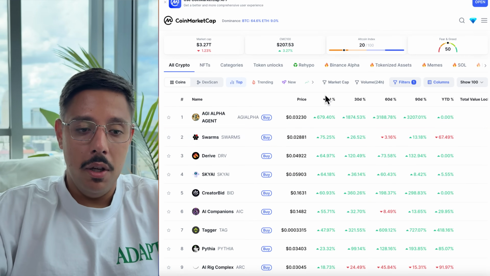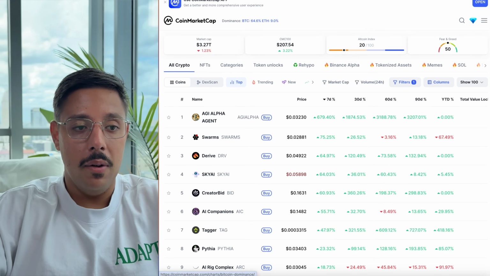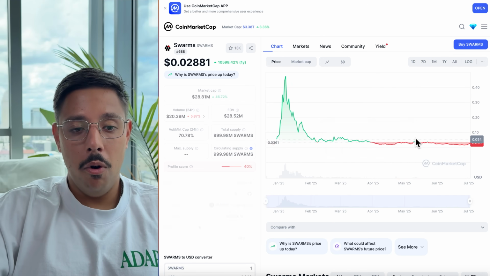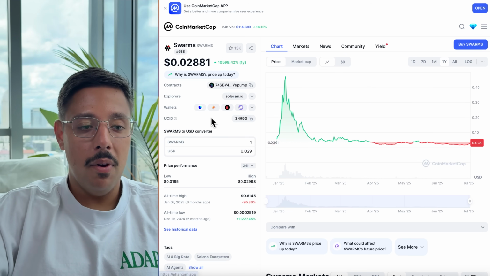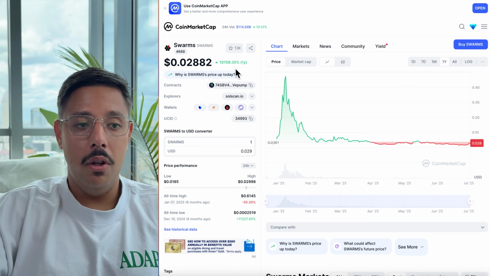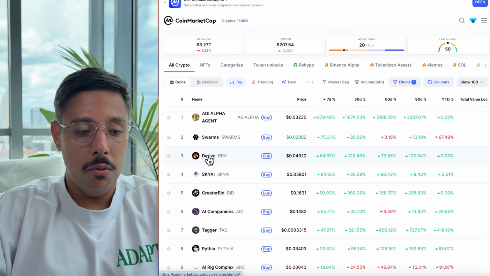Now we can look at this other coin here. Look at the last 7 days. It's up 75%, right? Let's look at this one, Swarms. Okay, we can see it briefly. It looks like a pump and dump, but it just recently has gone up in value. It's on Solana as well. So look, Solana coins are popping off. Let's look at this one right here.